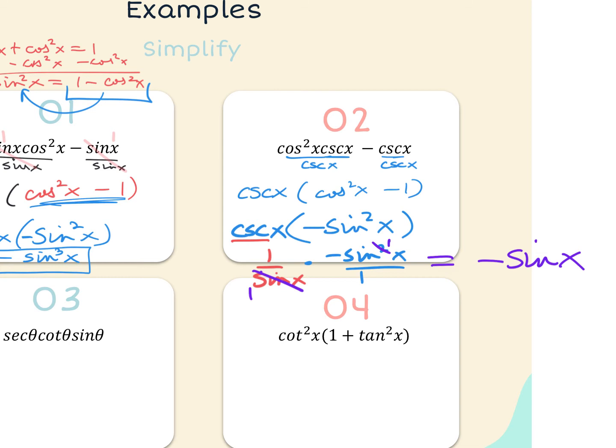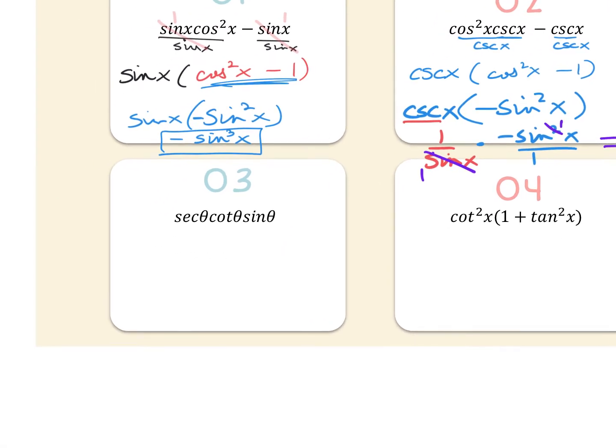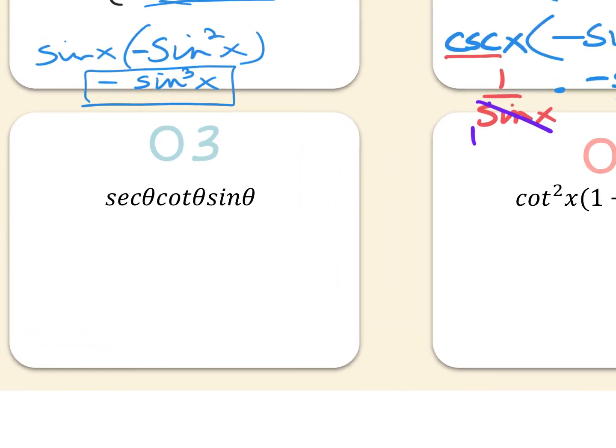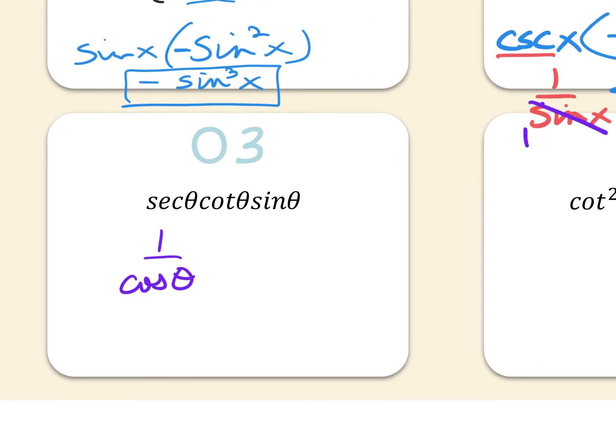The next one, I'm going to be using my reciprocal and my quotient identities to simplify number 3. So I'm going to replace secant with its reciprocal, which is going to be 1 over cosine of theta. Notice the variable switched now. Before it was an x, now it's a Greek letter. It's still a variable and it's theta. Cotangent, I'm going to use its quotient identity. And the quotient identity that is equivalent to cotangent is going to be cosine theta over sine theta. And then sine theta, I'm going to leave alone.